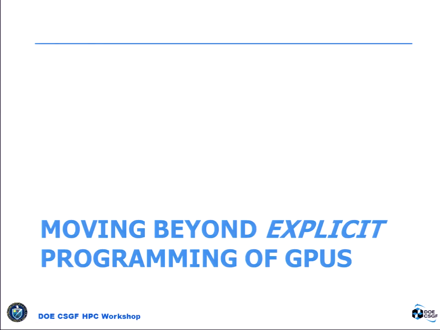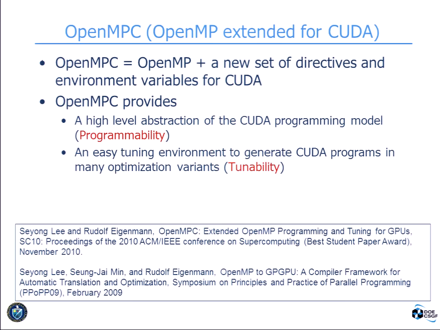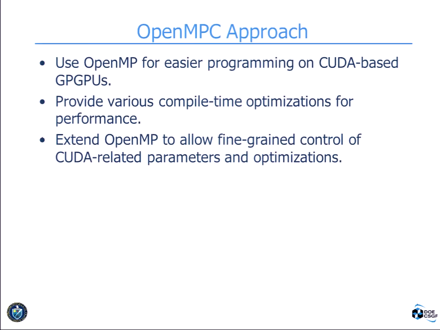So just finally, I wanted to wrap up and talk about what we're doing. We're looking at some techniques to try to move beyond this explicit programming, because right now it really is a manual type of task. One of the tools we're looking at is OpenMPC, and basically it is OpenMP plus a new set of directives so that you can program a GPU without writing any CUDA code. It provides a higher level of abstraction and some easy tuning to generate these CUDA programs.